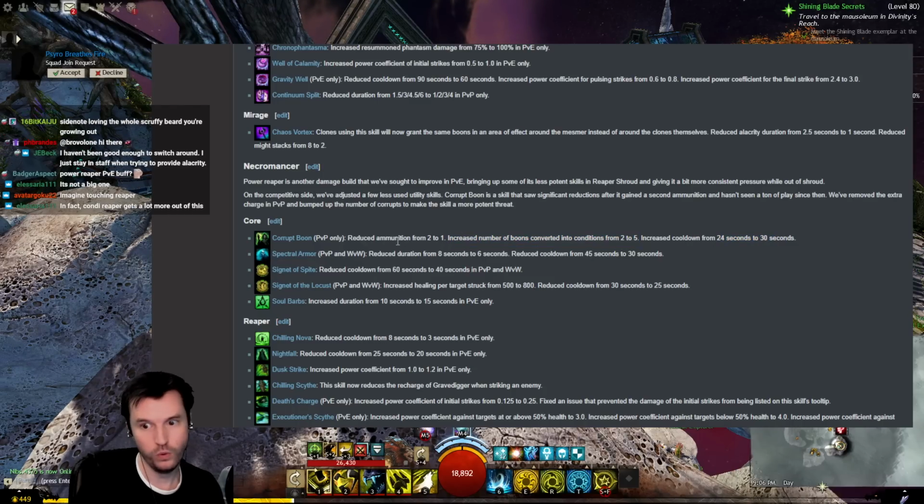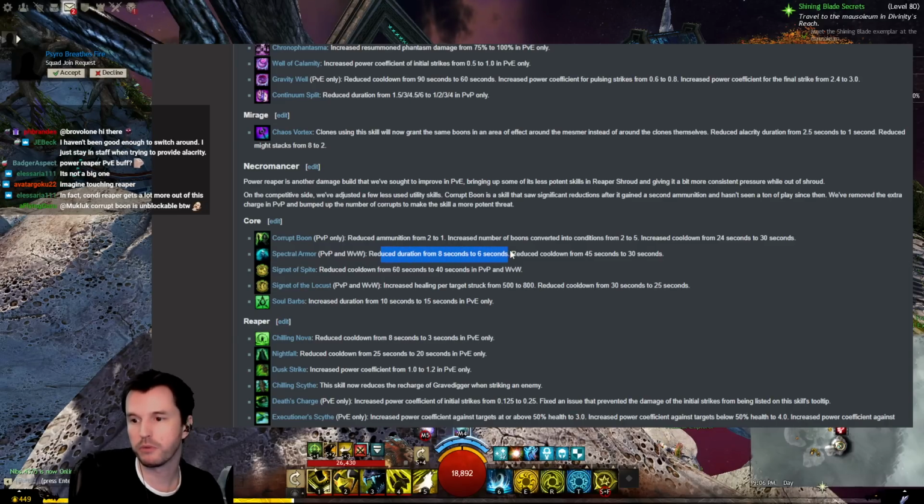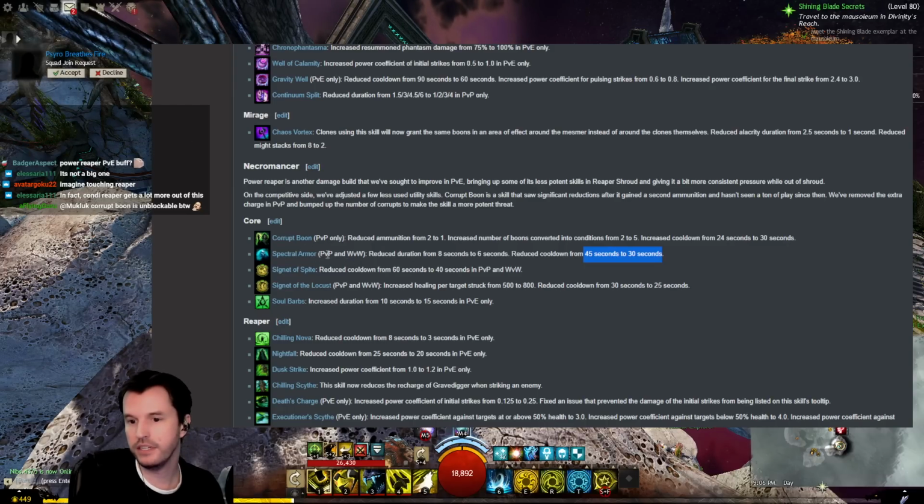So, whew! Spectral Armor in PvP and World vs. World reduced duration from 8 to 6, but reduced the cooldown from 45 to 30. Corrupt Boon is unblockable, by the way. Yeah, you can dodge roll it, but it's a small animation, so you gotta really have your eyes peeled.